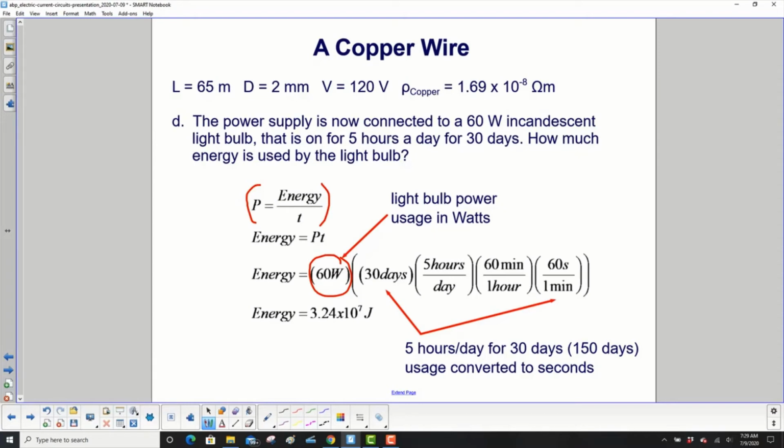And then we have to do some unit conversion. It's on for 30 days. We never use days as units. Well, we might, but we probably should convert them to seconds, which is what we're going to do now. It's then on for 5 hours a day. It's not on all the time, not 24 hours a day. So right away we're crossing out days here. Then we'd like to get over to seconds. So we have 1 hour is 60 minutes, so that cancels out hour. And then finally we have 60 seconds in a minute. We can now multiply everything through, and we get a total energy usage over the 30 days of 3.24 times 10 to the 7th joules.